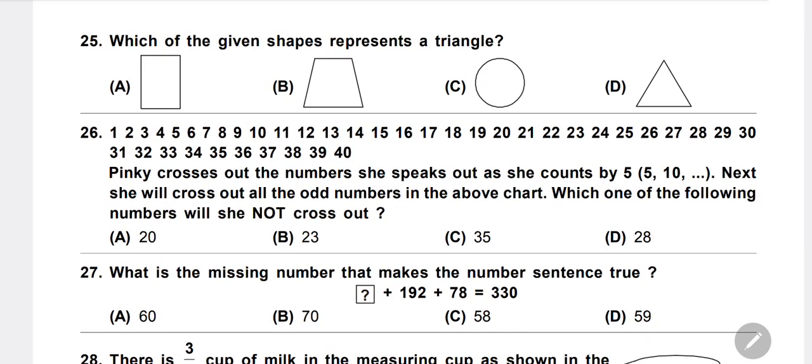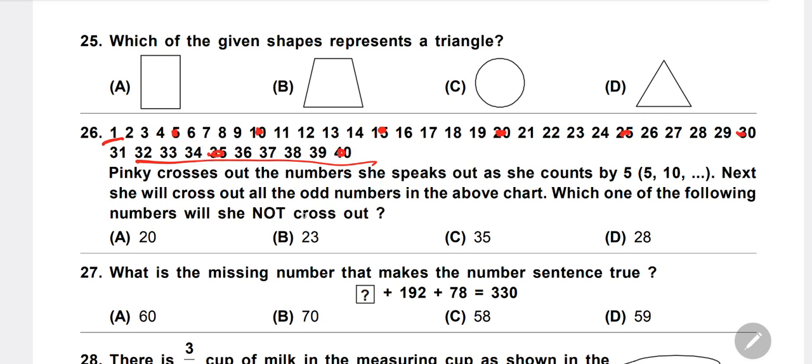Okay. Now question number 26. 1, 2, 3, 4, 5, and so on till 20. So we have numbers from 1 to 40. Pinky crosses out numbers. She speaks out the same count, number 5. Okay, Pinky: 5, then 10. The next must be 15, then 20, 25, 30, 35 and 40.